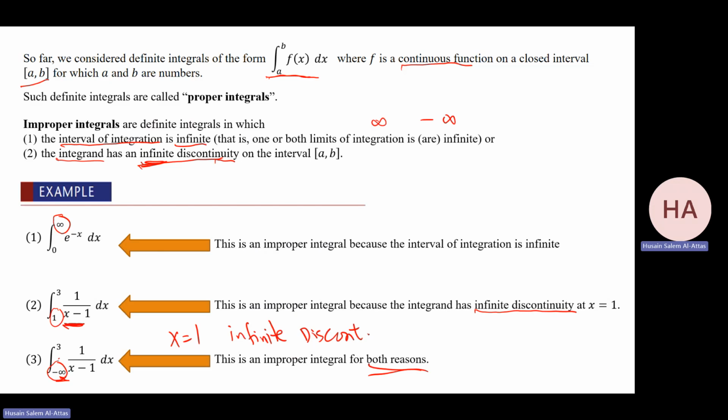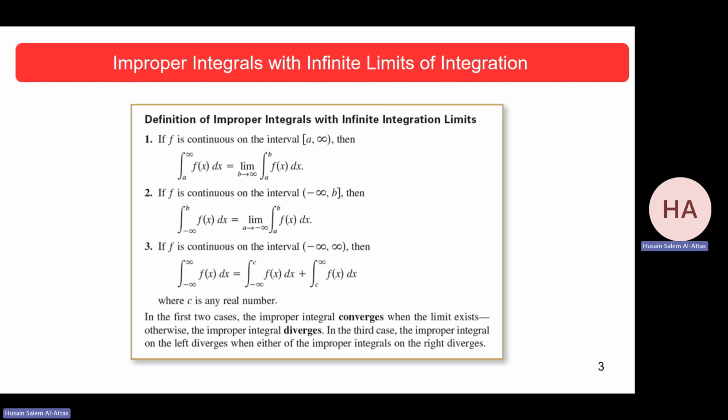The first one, if in the interval of integration we have infinity or minus infinity. If it's continuous in this interval, then for this integral I will change this infinity to b or t or a variable, and I'll take the limit as that variable goes to infinity, and I'll do the integration regularly. Then I will do the limit. So it will be two things: integration and the limit.